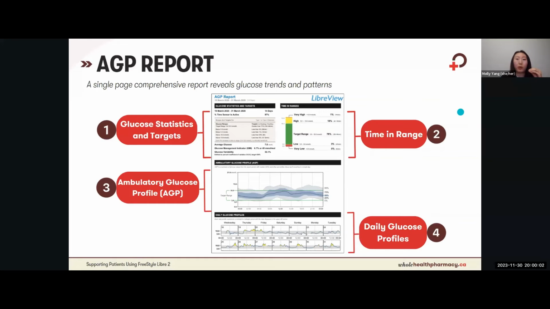Outside of the AGP report on Libre View, there's also more detailed reports of logged meals, insulin, other daily patterns you could look at if desired. And at the end of the session, if anybody's interested, we could take a look at the report I pulled for my glucose readings. And as a note, again, Libre View is not required for all pharmacists, but again, if you're focused on diabetes, this could be something to really benefit your practice and your patients.